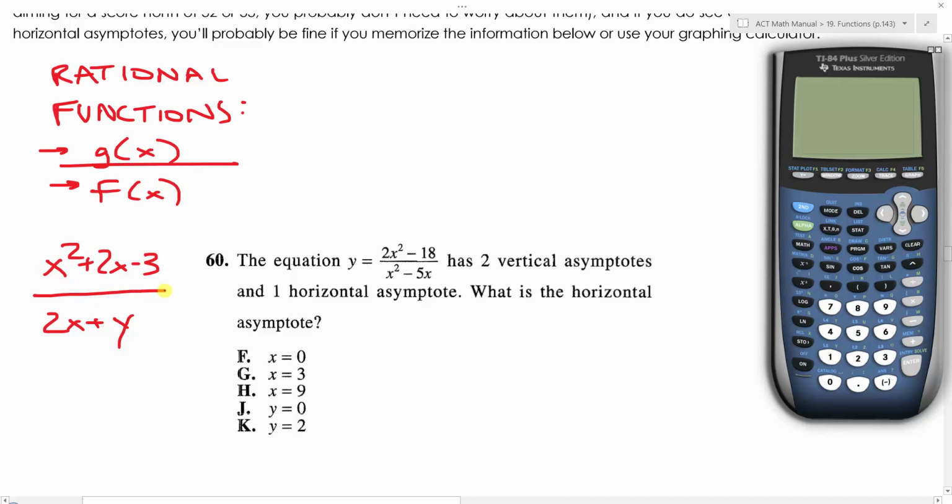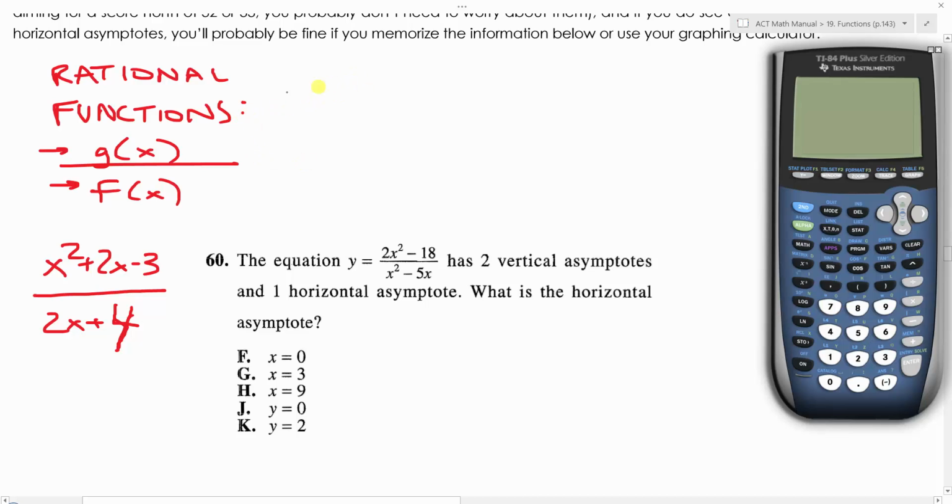But if you were to put the quadratic in the numerator and the linear in the denominator, then you have a rational function and you have to worry about asymptotes, both vertical and horizontal asymptotes. This should not have been 2x plus y. Let's change this into a 4. Oh, now it works. 2x plus 4.